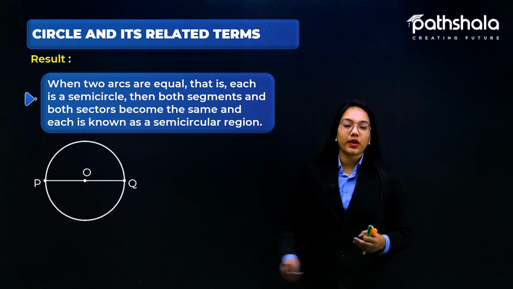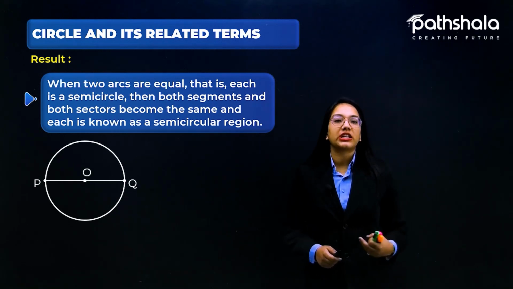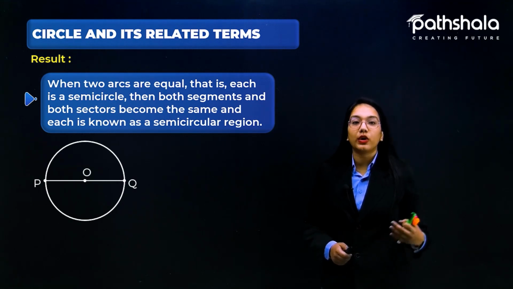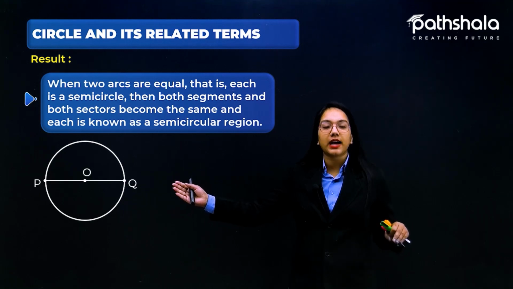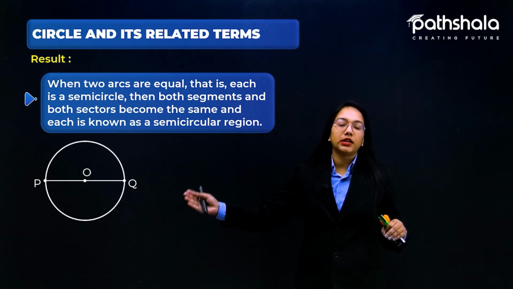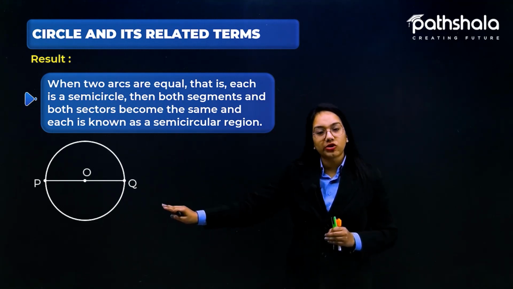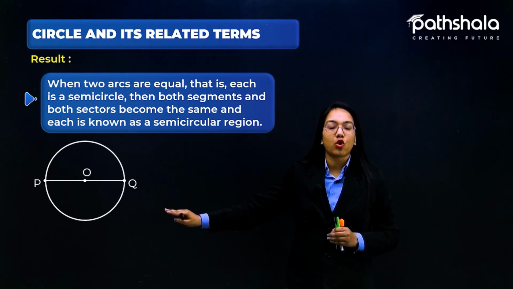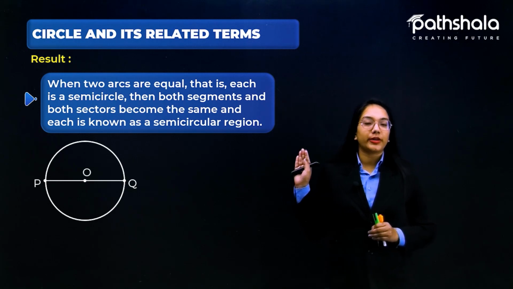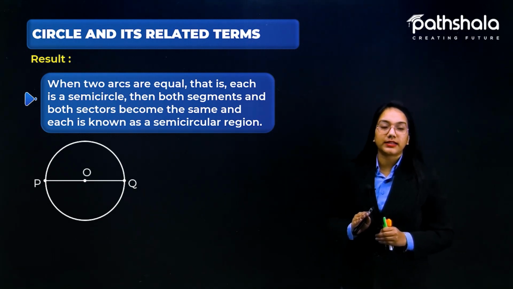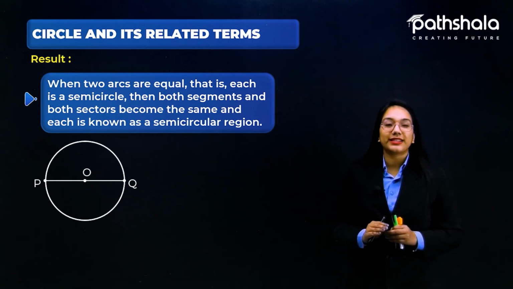So you can see here that the segments and the sectors are equal to each other, and each is known as the semicircular region, because if PQ is a diameter of the circle, then the upper portion or the lower portion forms a region called the semicircular region. This is a special result related to the segment and the sector of the circle, and this is all about the sector and the segment of the circle.